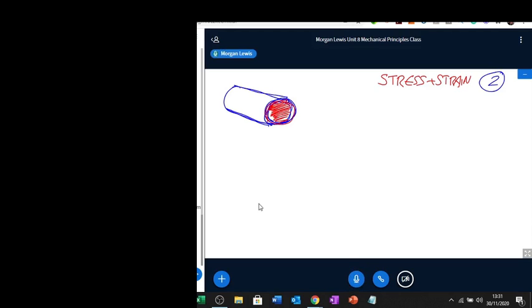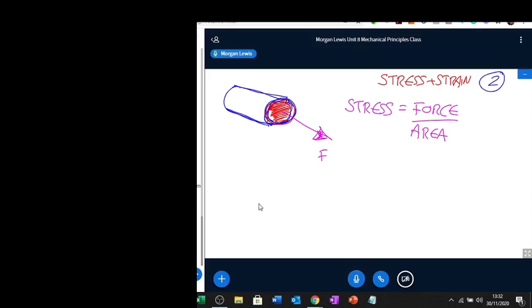So if my metal bar's got this, the force pulling this way or squashing it is going to induce a stress. And last week we did it. Stress is force over what? Do you remember? Force over area. Force over area.